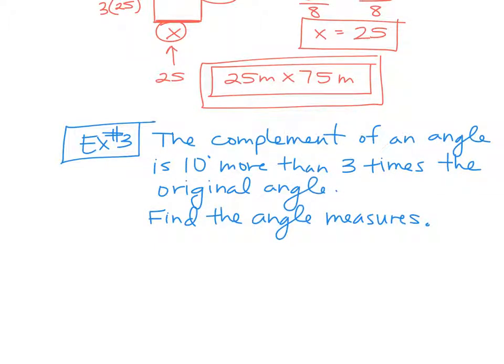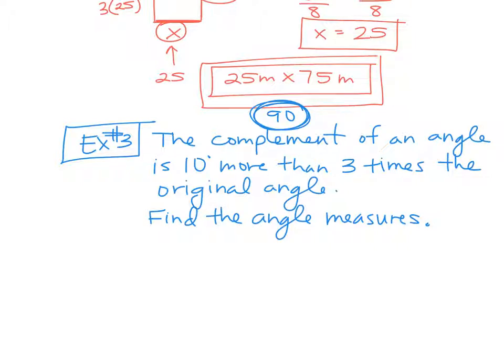Okay, so first of all, when we say the complement, if we're talking about complementary angles, how many angles are there? 2. Complementary angles are 2 angles that add up to 90. Keep that in mind. Complementary is 90. Supplementary is 180. So the complement of an angle is 10 degrees more than 3 times the original angle. It says find the angle measures.